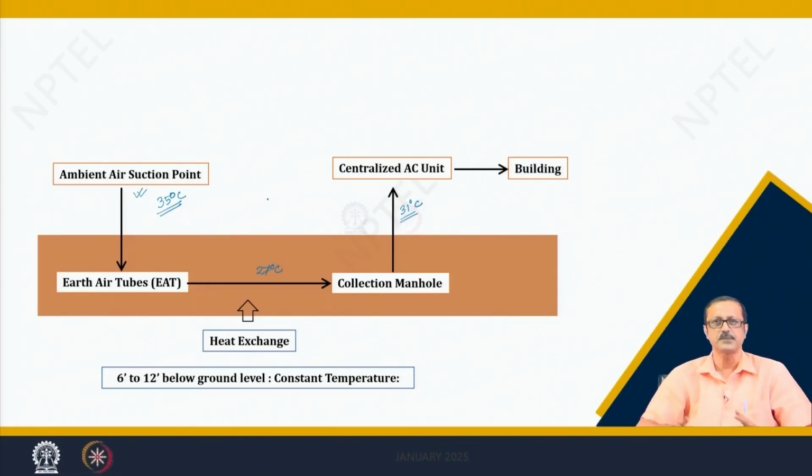So, this is the concept behind the earth air tube, and then I can actually use that 31 degree treated air. Treated air means the air just after the earth air tube. So the outside air has dropped by 4 to 5 degrees, and then I can take it to my centralized air conditioning unit, use electricity to further cool it, and send it back to the building. So, my total amount of energy expenditure will be less.